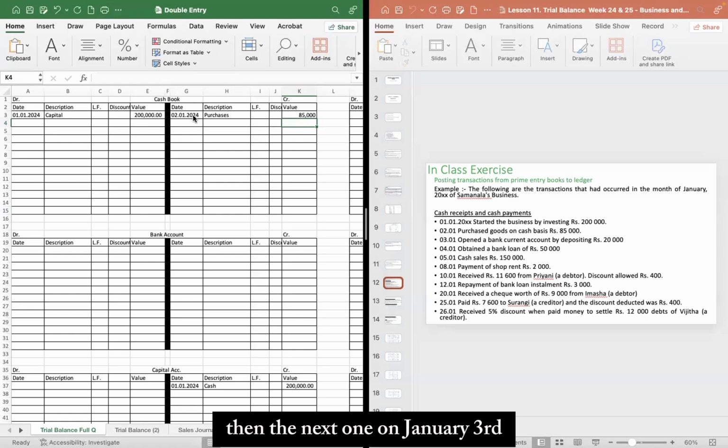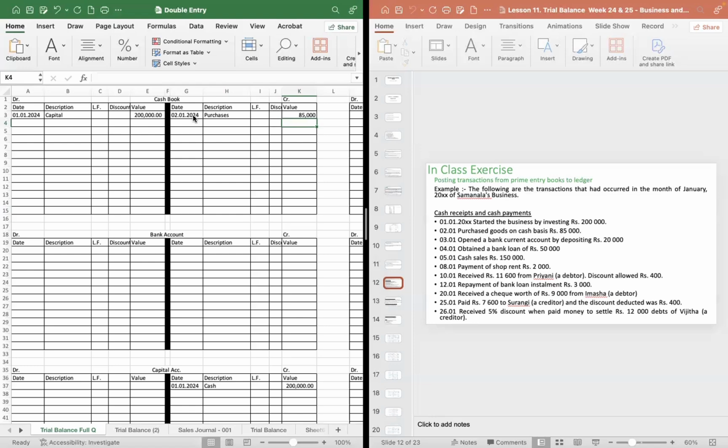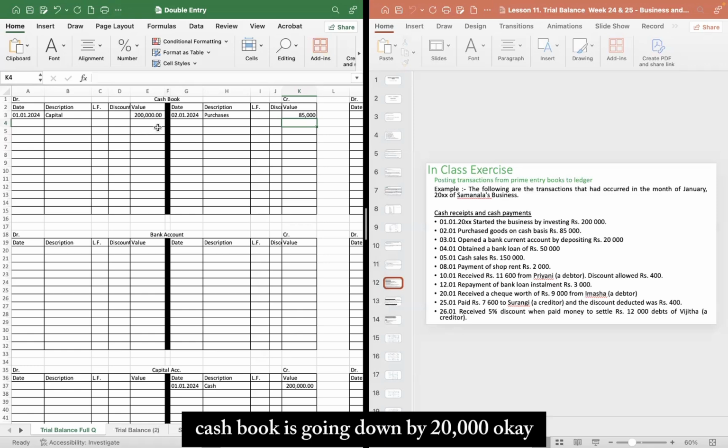On January 3rd, open a bank current account by depositing rupees 20,000. Open a bank current account by depositing 20,000. So what has happened ideally is from your cash book, okay, we discussed this in the previous class as well. Once the drawings are done, you take 20,000 from the money in the business and you are going to put it in your bank account. Okay, so what is happening to your cash book? Cash book is going down by 20,000.